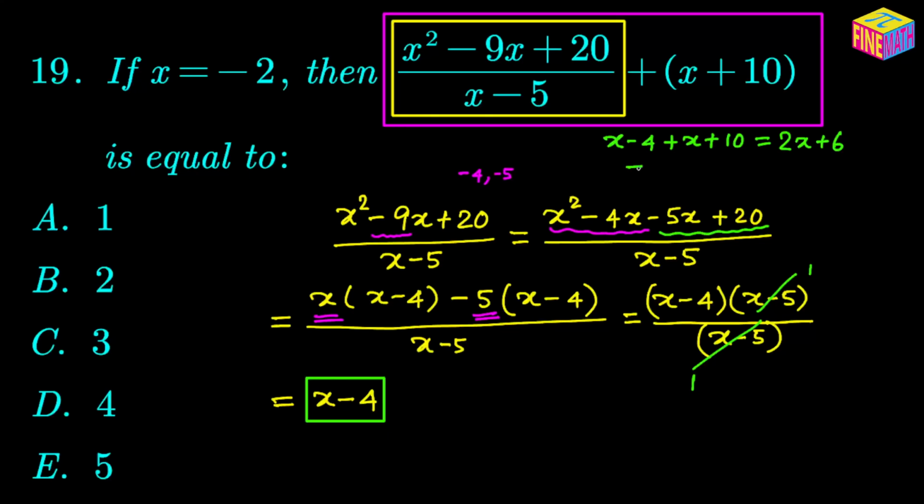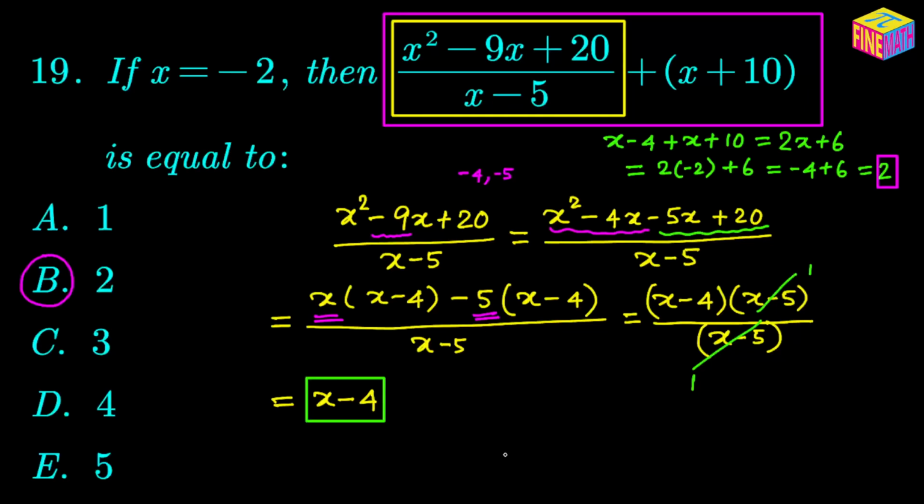And what is the value of x? Well, x is actually -2. So that is 2 times -2 plus 6. And that is -4 plus 6. And that is equal to +2. And that is our answer. So we have found the answer. And if we look at our answer options, we have +2 under option B. So B is the correct option.